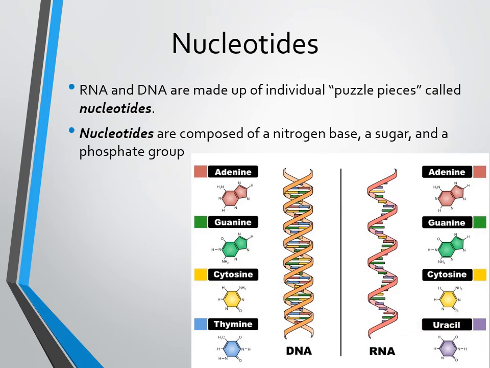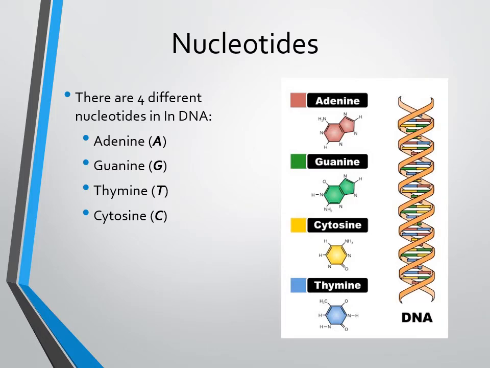So nucleotides are composed of a nitrogen base, a sugar, and a phosphate group. I was hoping it would show you a picture, but it didn't. But like I said, these are the 4 main types for DNA. You have adenine, guanine, cytosine, and thymine.